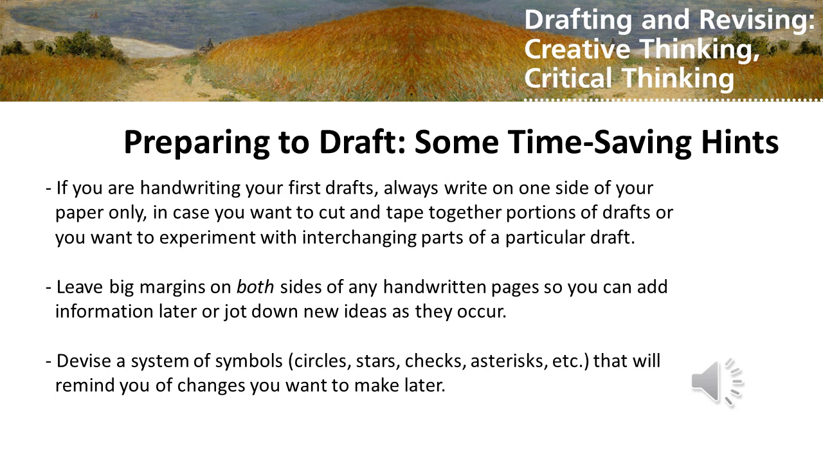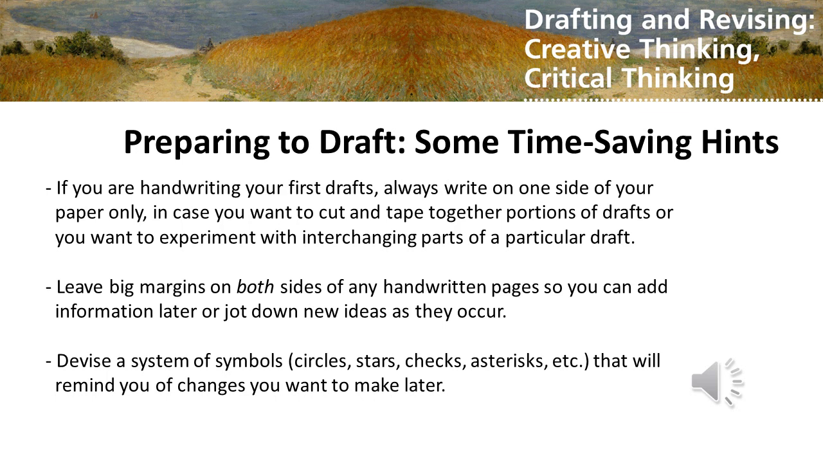Some people like to draft their essays longhand. So if you are handwriting your first drafts, always write on one side of your paper in case you want to cut and tape together portions of the drafts, or if you want to experiment with interchanging different parts of a particular draft. For example, if you have one sheet of paper with a paragraph on it, another sheet of paper with a paragraph on it, you have it in a certain order. If you want to see what it reads like by inverting them, you simply rearrange the paper.